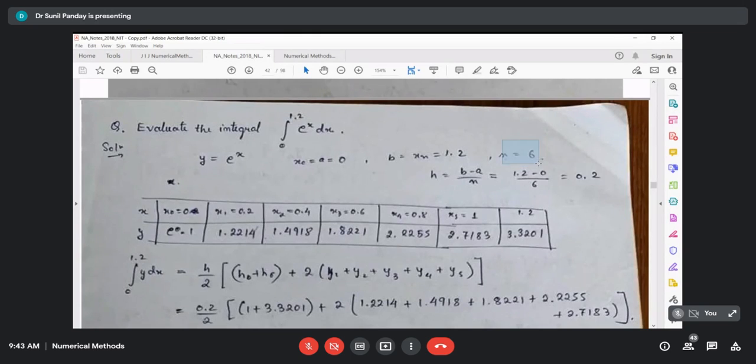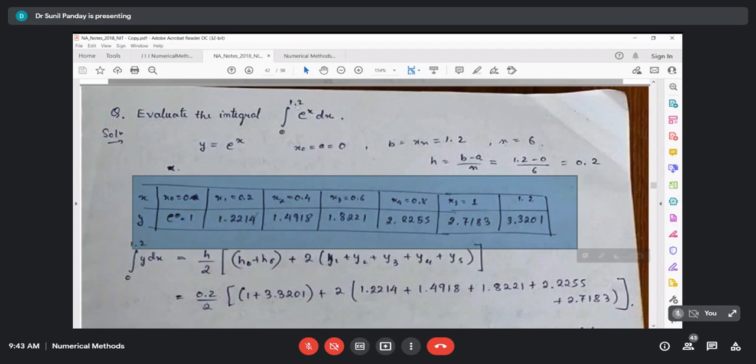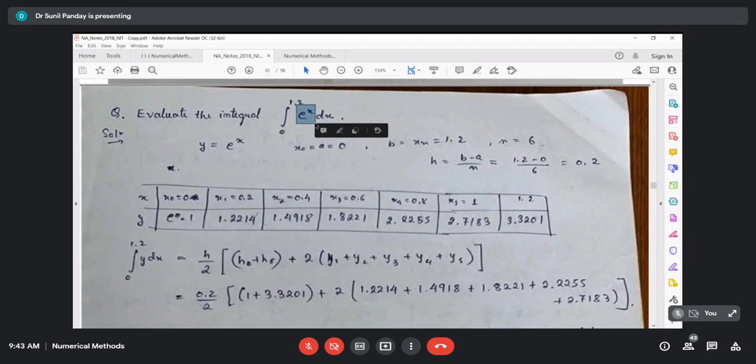If n equals 6, you have to identify h. The formula for calculating h is (b minus a) upon n. Here b, the upper limit, is 1.2, a, the lower limit, is 0, and n is 6. So finally your h is 0.2. Because the explicit form of f(x) is given, this table is not given to you, so you have to construct it by yourself.